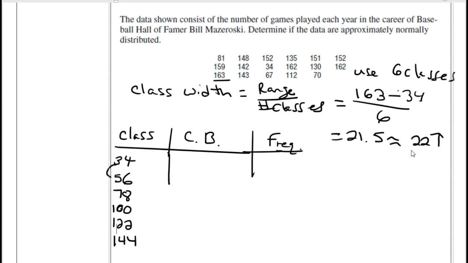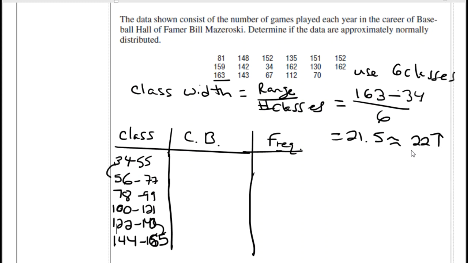All right, so then this is going to be one less than that. So 55, 77, 99, 121, 143. And then again, we're going to add 22 to this number to get that last number. So 165. All right, so there you go. We're good there. Now we can do our class boundary and our frequency.